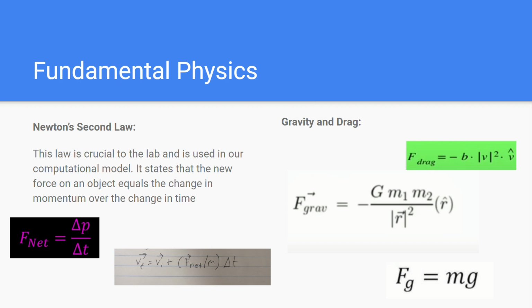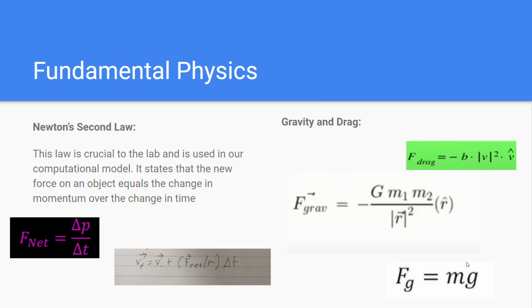So Fg equals mg. That's one of the equations for finding gravity. I've given both equations for Fg here, and this one is going to be used in our computational model.